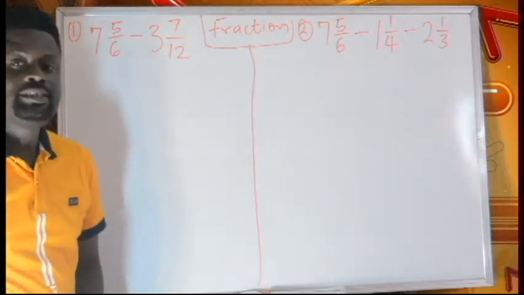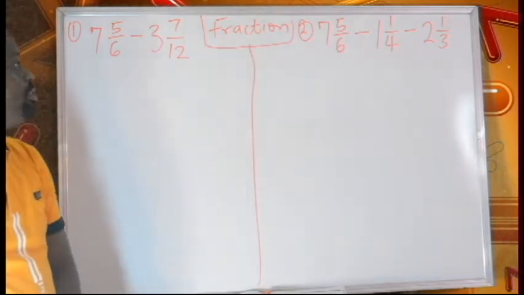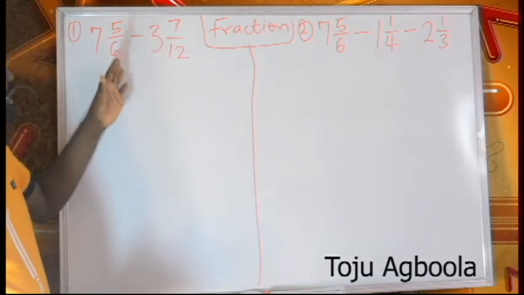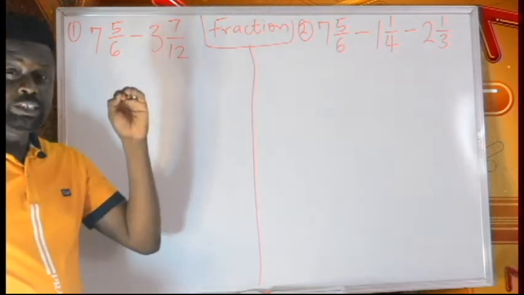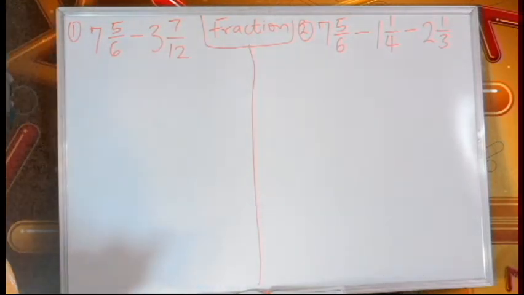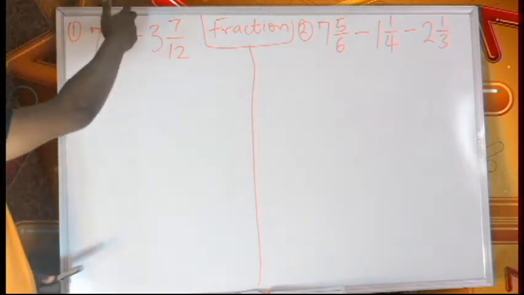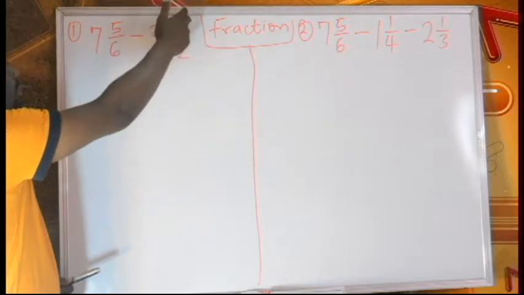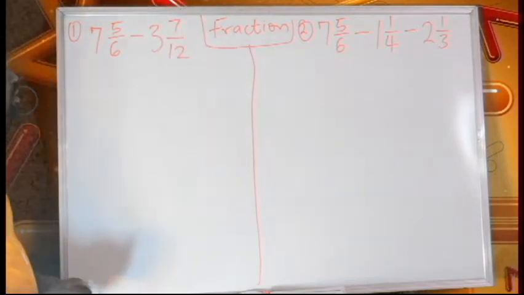Hello students, we are still on fractions. In our previous lesson we treated addition of fractions. Now we are looking at subtraction of fractions. We have 7 whole number 5 divided by 6 minus 3 whole number 7 divided by 12.